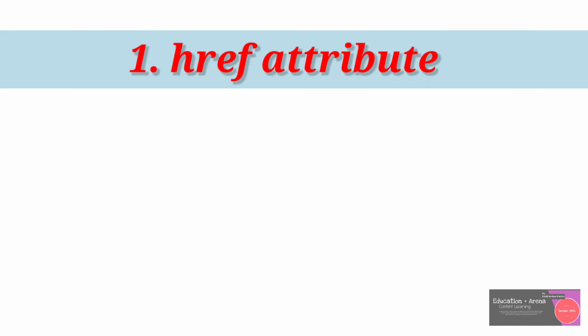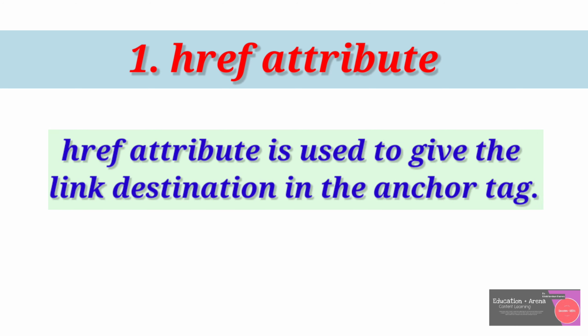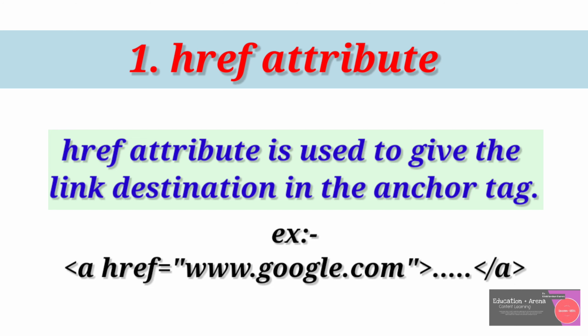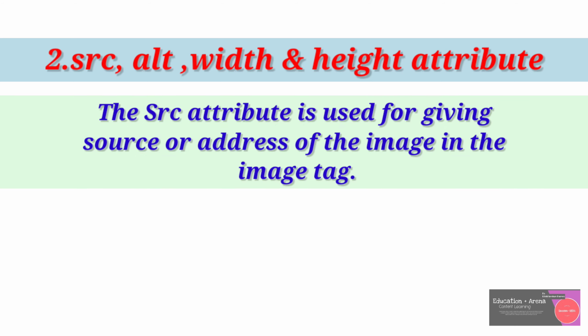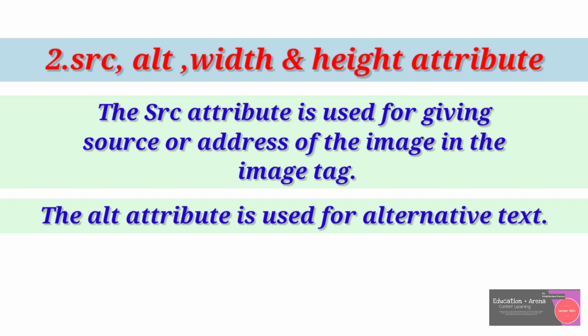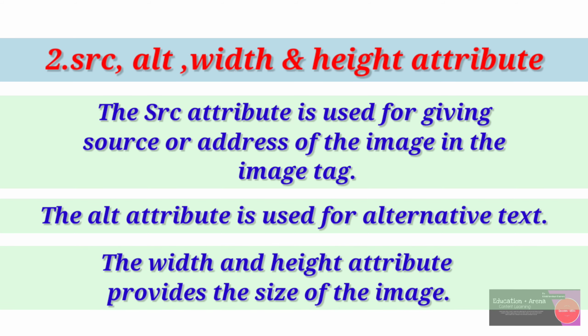Now the first attribute is the href attribute. The href attribute is used to give the link destination in the anchor tag. For example, a href equals www.google.com. Now the second attribute is source, alt, width and height attribute. The source attribute is used for giving the source or address of the image in the image tag. The alt attribute is used for alternative text. The width and height attributes provide the size of the image. I have explained all these attributes in detail in the previous video, so you can go through that for better understanding. So I'll go for the next attribute.